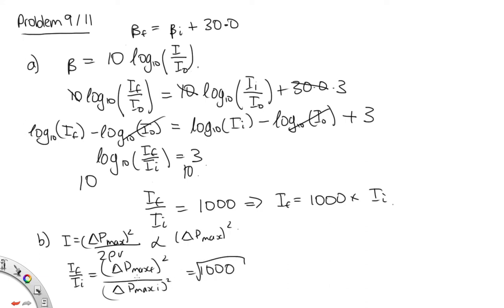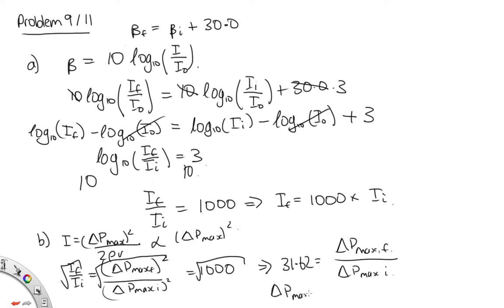Now if we take the square root of this and of this and of this, we end up with the square root of 1000 is equal to 31.62, is equal to this, which is the pressure amplitude of the final one over the pressure amplitude of the initial one, which tells us that the final pressure amplitude is equal to 32 times the initial pressure amplitude, which is what we were asked to show.